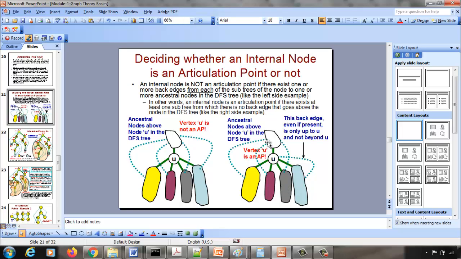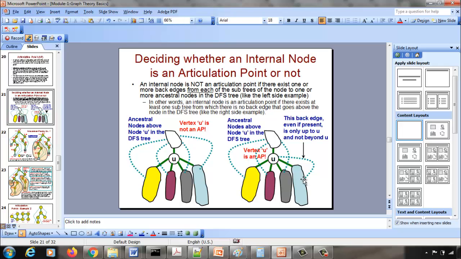So when can we call U an articulation point? There is at least one subtree for that node U, such that from that subtree there is either no back edge coming out of the subtree, or there are one or more back edges coming out of the subtree, but all those back edges go only up to U. They don't go beyond U. Beyond U means above U. So if there is no back edge that goes above U from at least one of the subtrees rooted at U, then that vertex U can be called an articulation point.